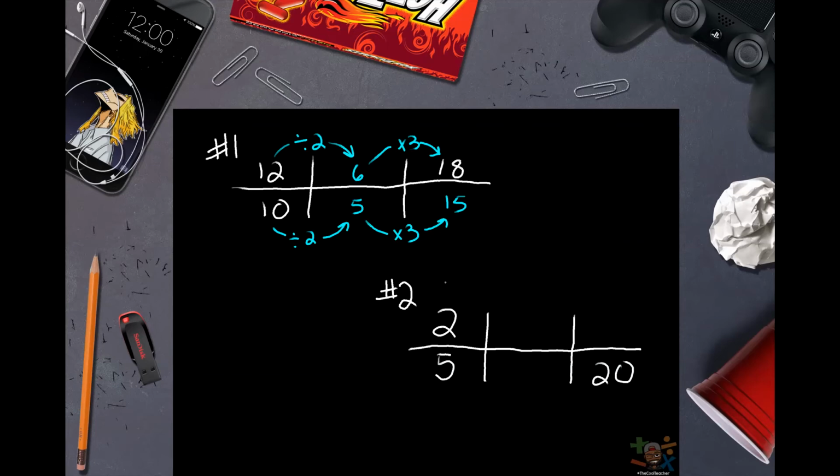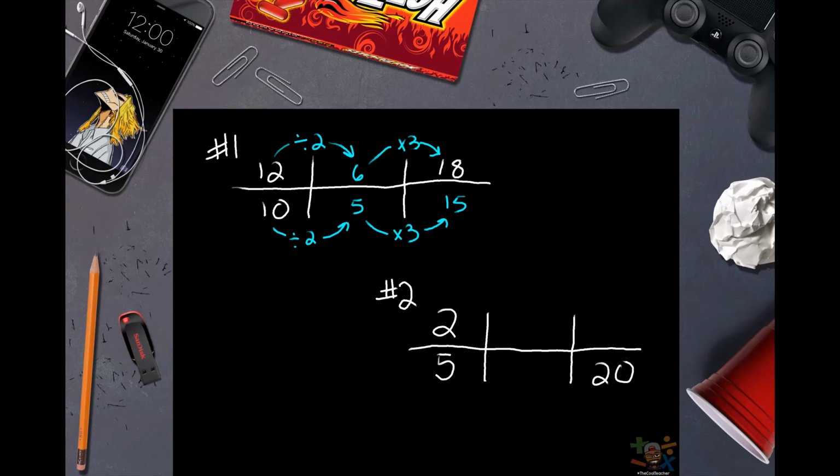But here I have to go ahead and I'll start at the bottom, because I want to start in the row with at least 2 numbers. Okay, so I have 5 here in number 2, and then over here I have 20. In the middle I have nothing. Okay, so I want to know, what can I do to 5 to get a number in here that I can also do something to get 20.